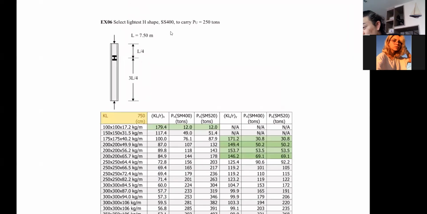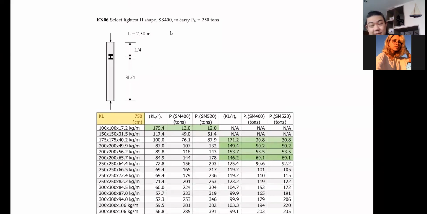Now we are going to go through another example on the compression member. This time, please take a look. We now have the bracing for the y-axis as well. So that means you have to check both Lx and Ly for your design. Okay, now we have the PU equal to 250 tons.